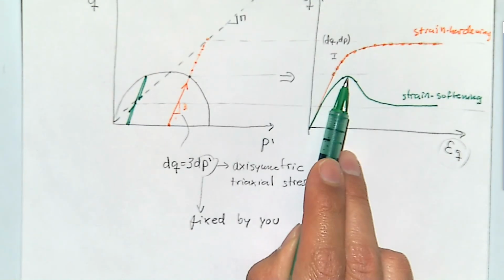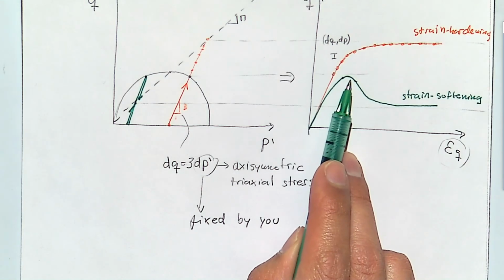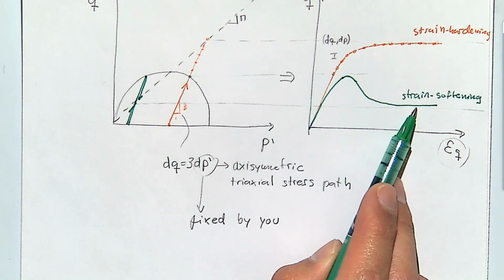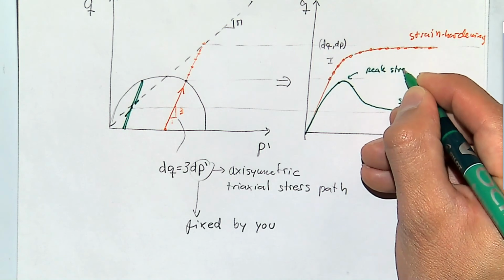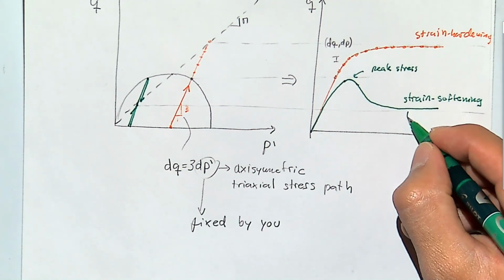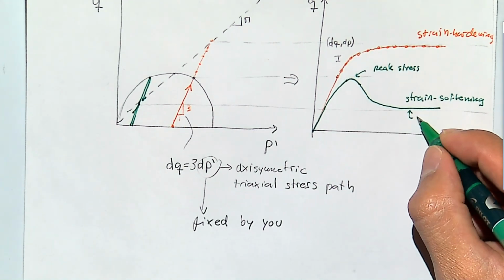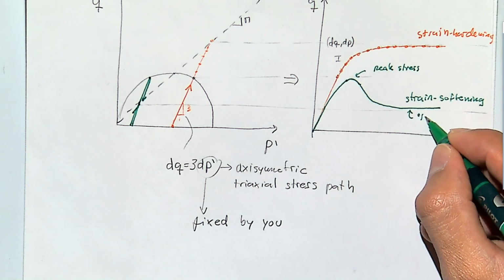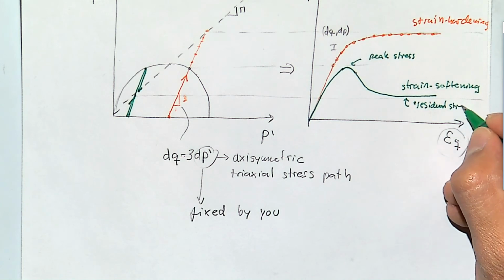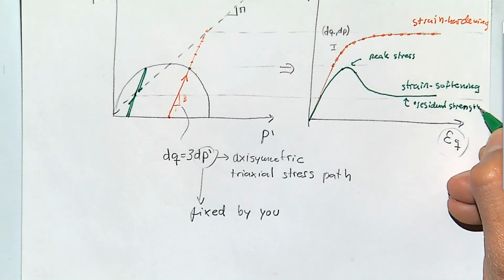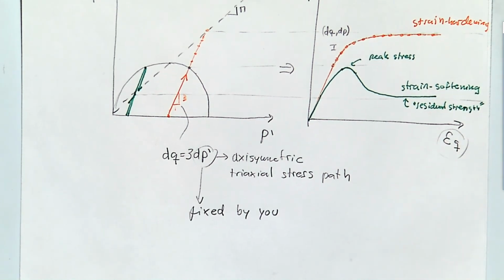This point is what is called the peak stress. And this one is what sometimes is also called residual strength, because it's what you have left after it might break.